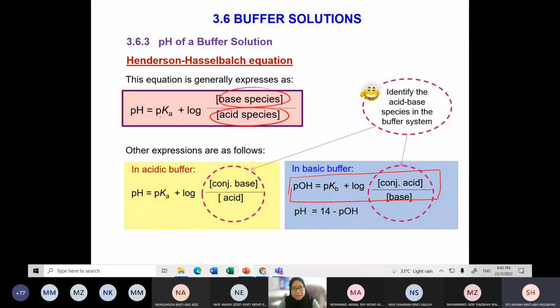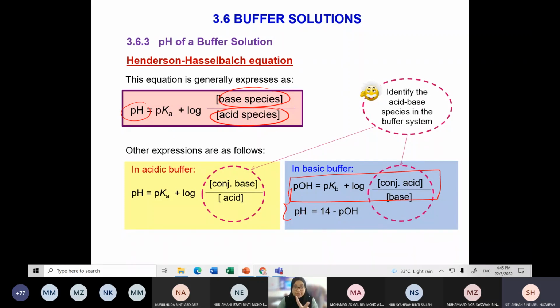pH equals pK, this should be pKa. Following the earlier example I gave, it was conjugate acid on top, base at the bottom. But if you want to directly calculate the pH, you have to follow this one: base species must be at the top, acid species at the bottom. Then you can calculate directly. You can get the pH without having to go through this step.